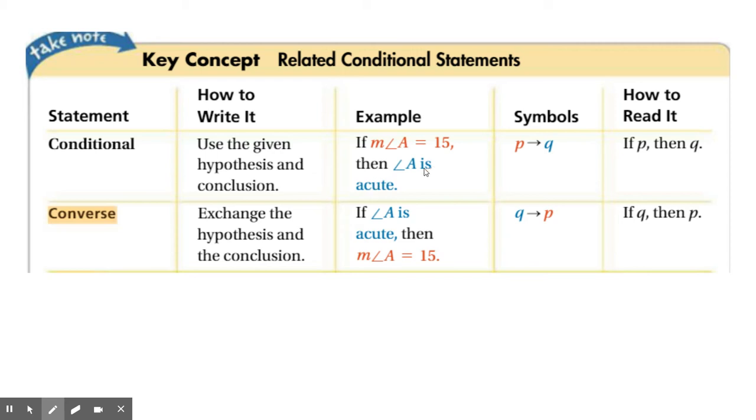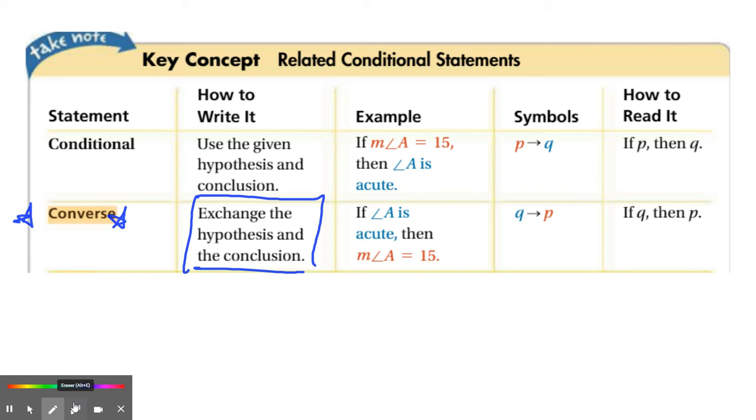Hypothesis, conclusion. Well, now to make the converse, we're going to exchange those two things. We're going to put the conclusion first and the hypothesis second. Notice the if and then stay put though. If angle A is acute, so again, taking this conclusion and putting it first, then the measure of angle A is 15 degrees. Taking the hypothesis and putting it second. That's all. Just rewriting words.